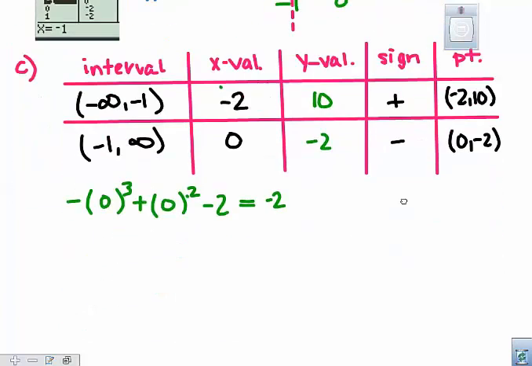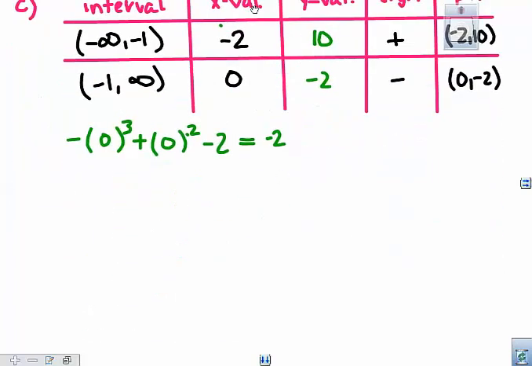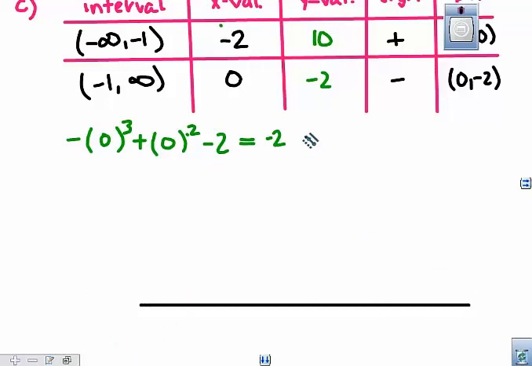So these are the points you're going to plot along with your root. So now your graph will look something like this. I'm going to give myself a little room since I know I have to go all the way up to 10 on the y-axis, and I'm just going to count by 2s.